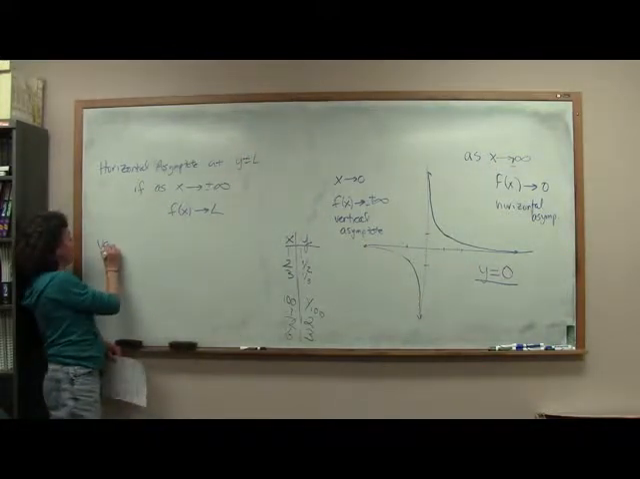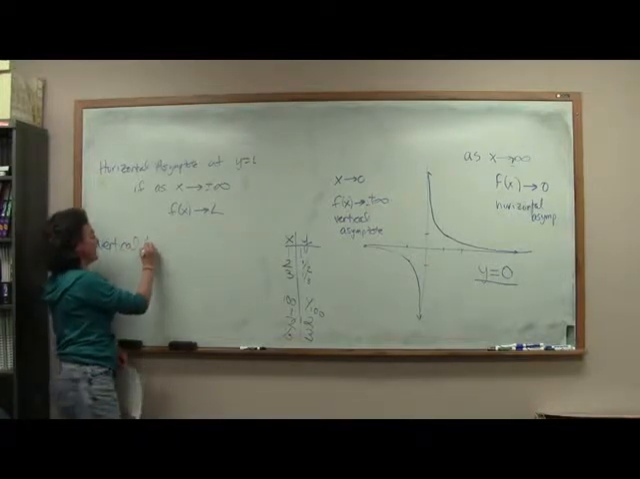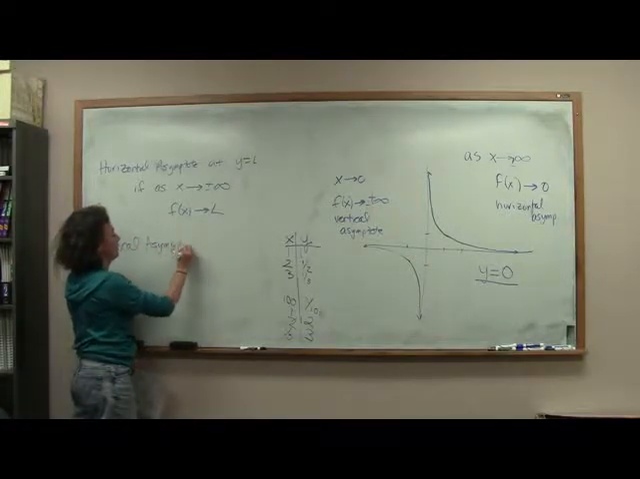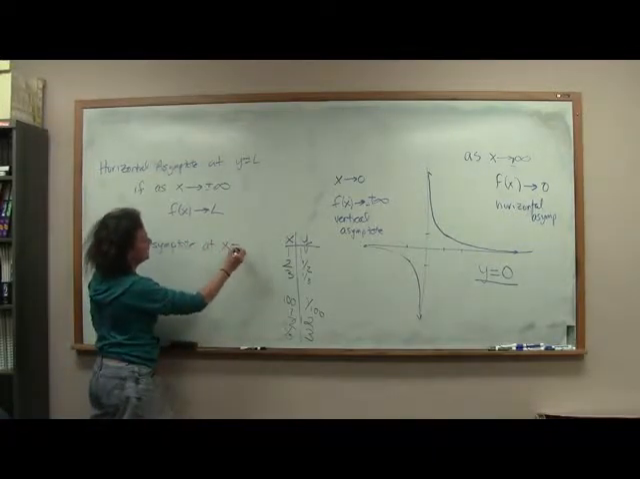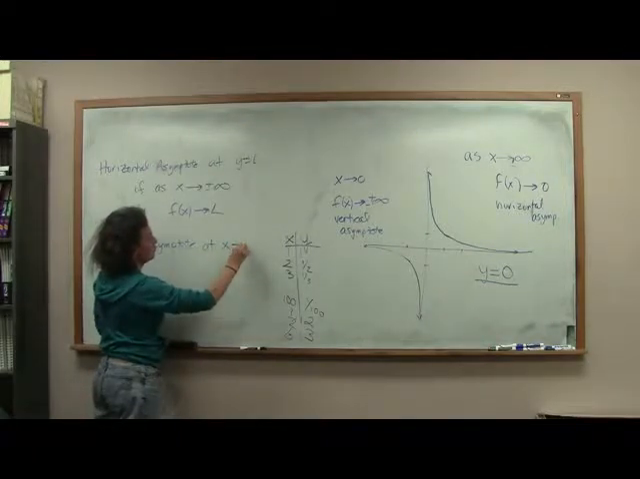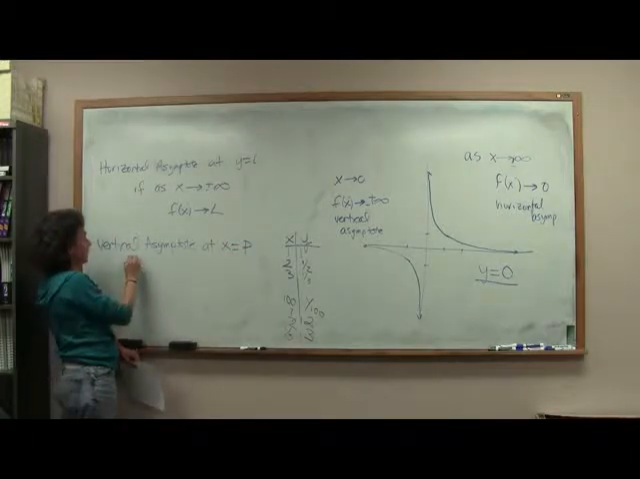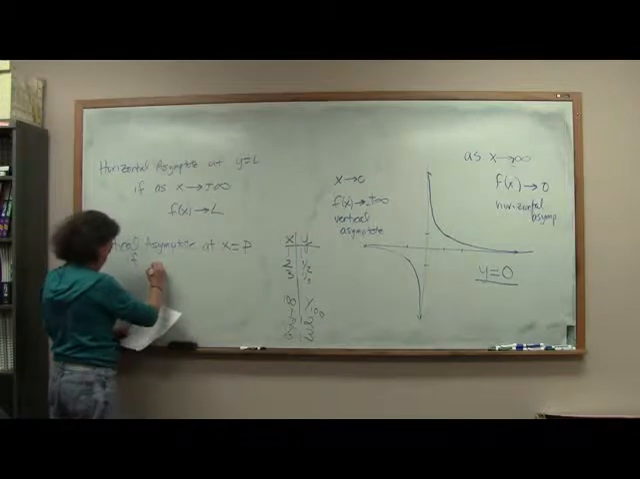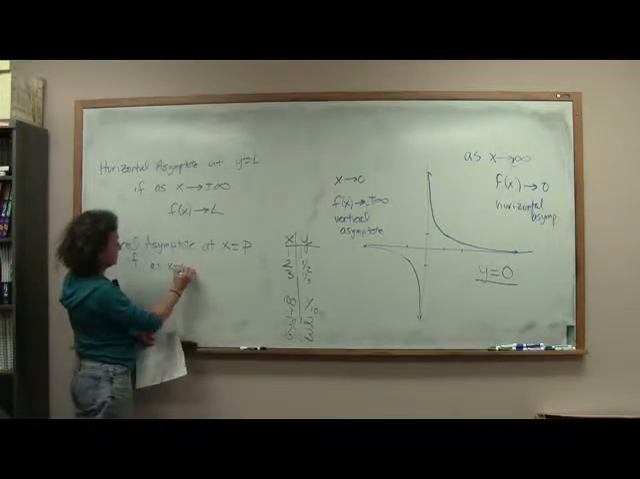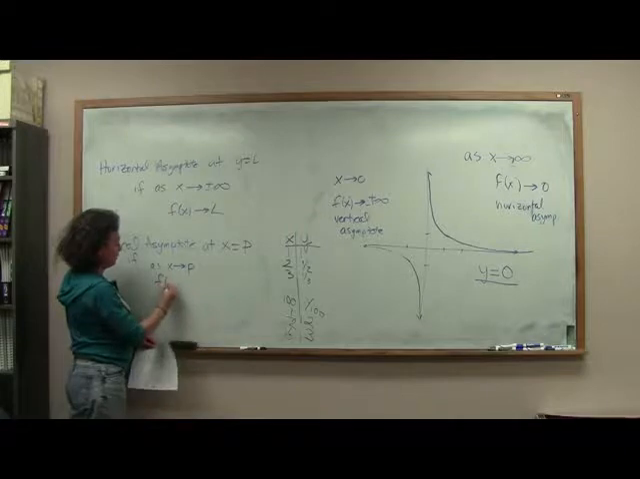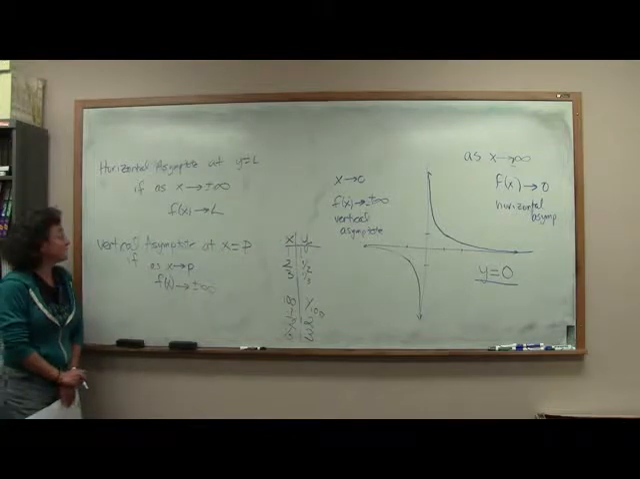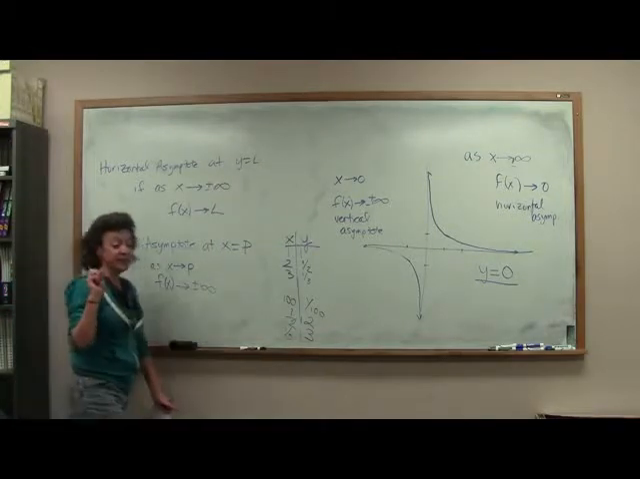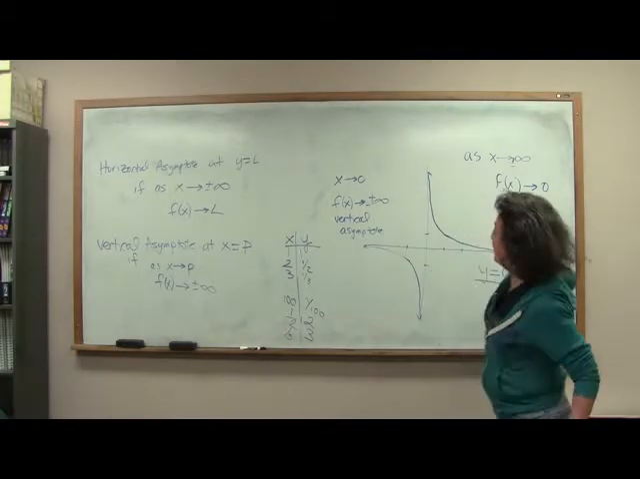Now, in a similar manner, we can talk about our vertical asymptote. We could say we have a vertical asymptote at x equals, doesn't really matter what we call it, we'll call it P, if as x approaches P, our function values either fly off to positive infinity or shoot down to -infinity.